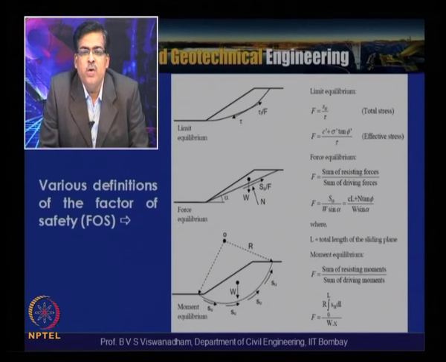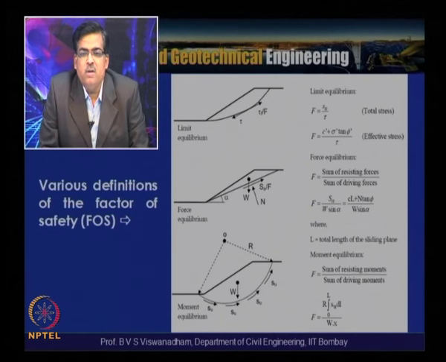So here if you look into it, the resisting forces are nothing but the resistance offered by the soil, that is nothing but the shear strength, and the driving force is nothing but the weight of the slice, which is acting vertically downwards. By resolving this along the potential plane of failure, that is the planar failure which is actually taking place, that component will work out to be W sin alpha.